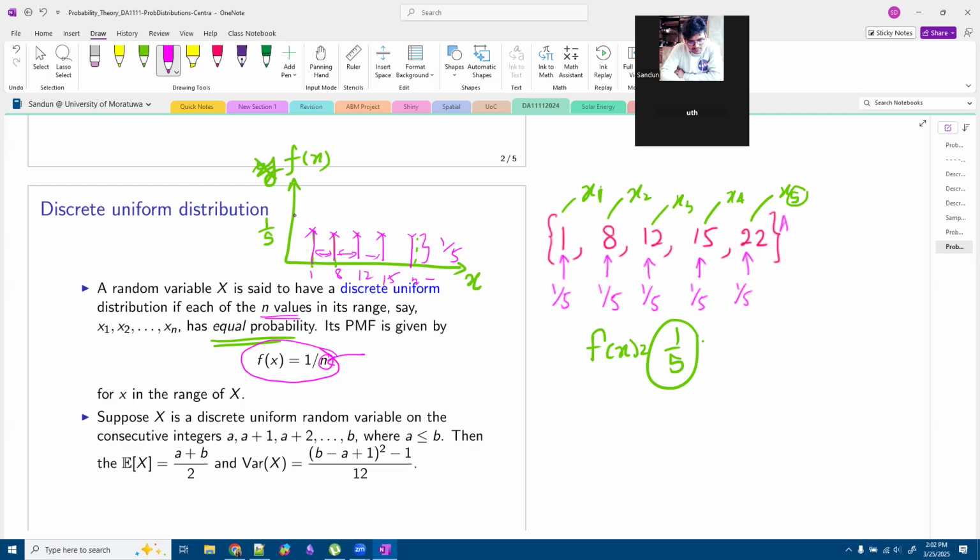Now, if you took any value out of it, the expectation of x is equal to (a plus b) divided by 2, where a is the starting value and b is the ending value. Okay, so let's look at this one. a plus b, that is 1 plus 22 divided by 2, 23 divided by 2, that is 11.5.